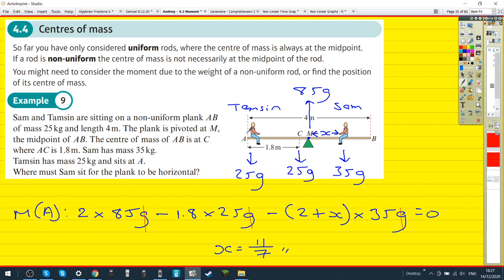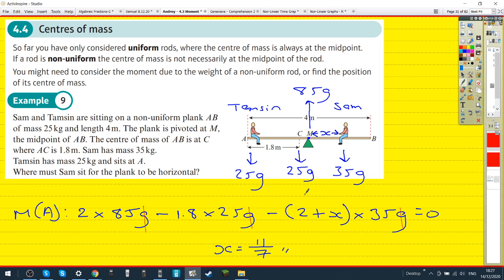So 1.5. So C distance times C force, M distance times M force, Sam distance times Sam force. And it's all from A, because we're taking moments about A. And you get the same answer. If you took moments about Sam, you'd get different working out, but the same answer. It would be X times 85G, whatever, 0.2 plus X times 25G, and then, well, that'd be a tricky one.